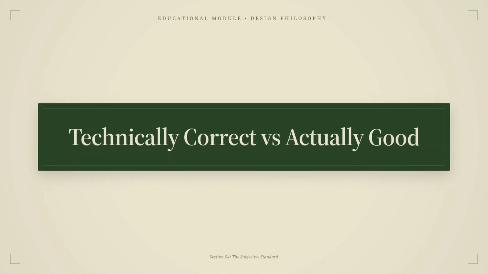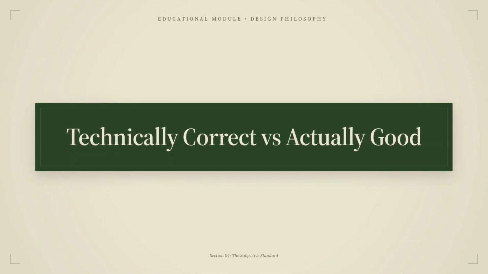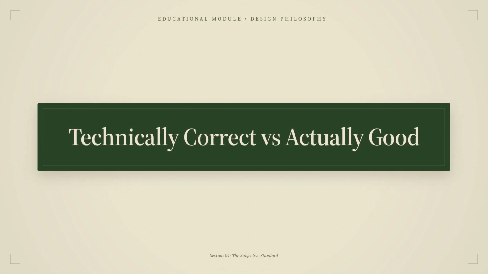One more caution before we wrap up. Don't let "it's aligned to the standard" become the only bar you're checking. A worksheet can technically hit a standard and still be boring, or age inappropriate, or culturally tone-deaf for your specific students. Alignment is necessary, but it's not sufficient on its own. The AI can get you to technically correct. Only you can get it to actually good for my students.